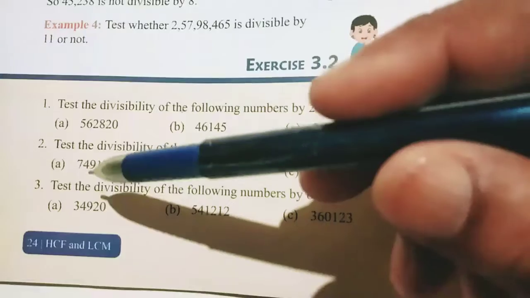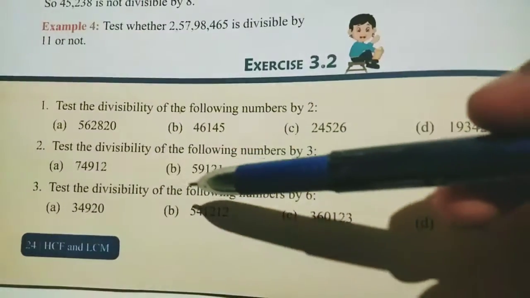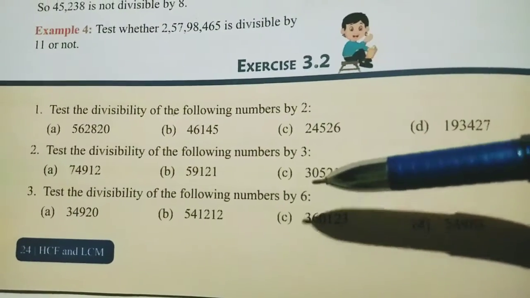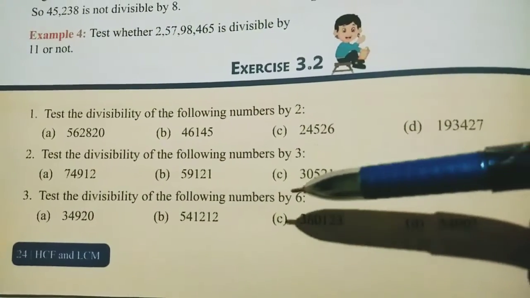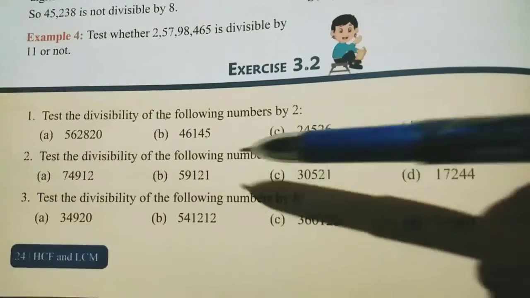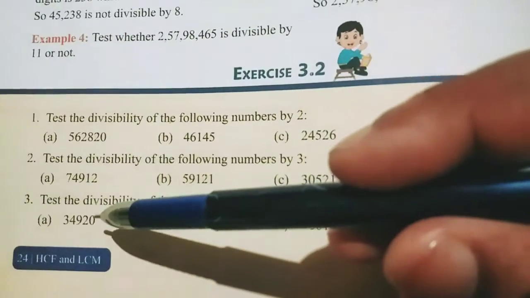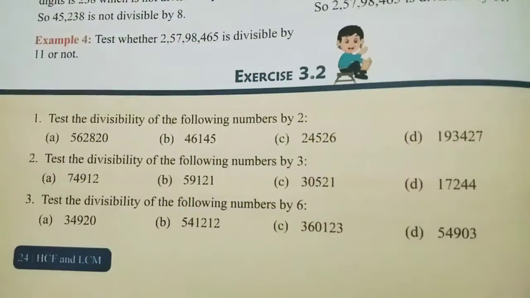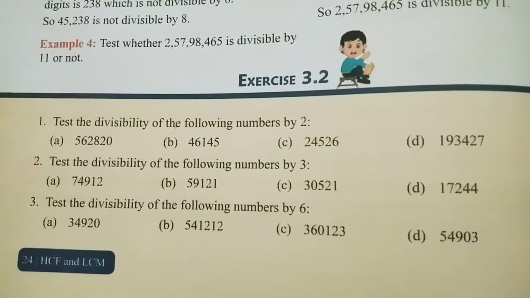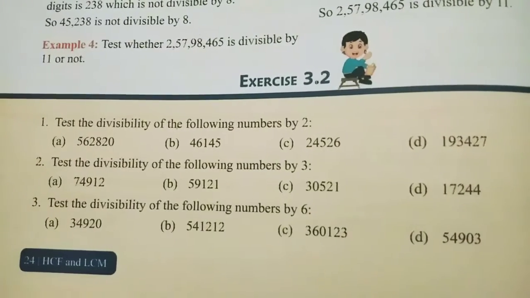Now question number 3. Test the divisibility of the following numbers by 6. So you have to test by 6. What was the divisibility test by 6? You have to check whether the number is divisible by both 2 and 3. If it is divisible by both 2 and 3, then it is also divisible by 6, right?